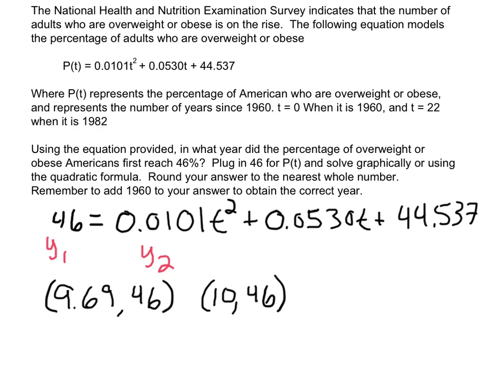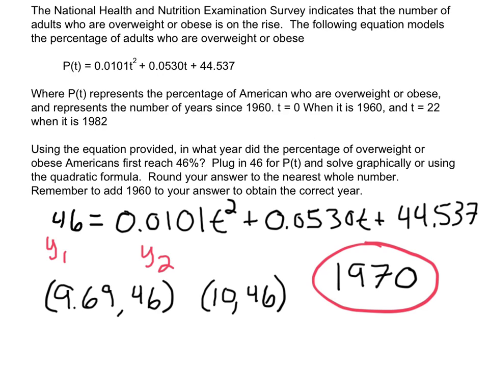The 46 represents our percent of Americans who are overweight or obese. So that's where this 46 came from. 10 is our x value, and our x value, which is t in this case, is the number of years since 1960. So if it's 10 years after 1960, that would put us at 1970. So our answer on this particular one is in 1970 is when the number of Americans who are overweight or obese reached 46%. So 1970 is your answer on that.